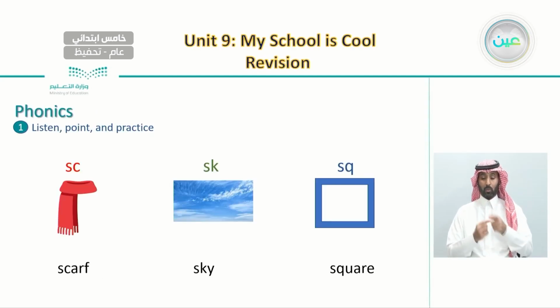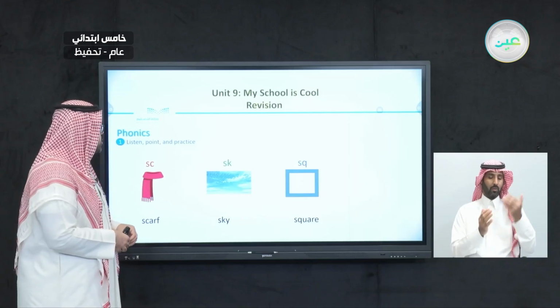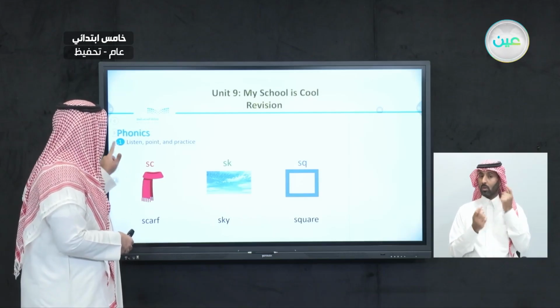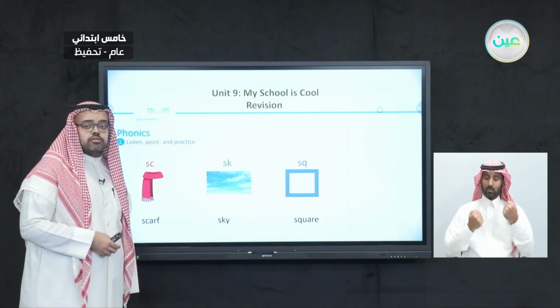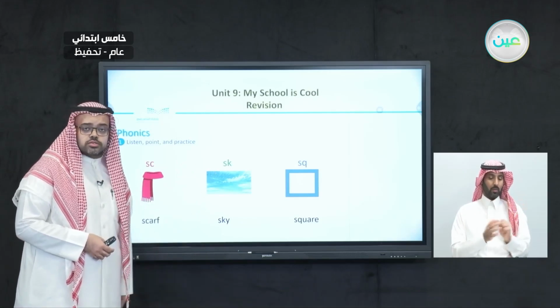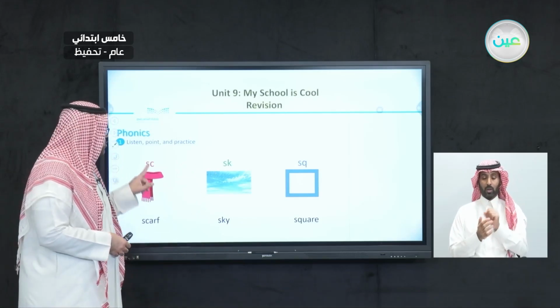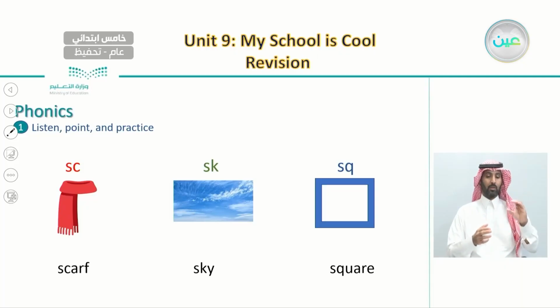So, quick revision. In our last lesson, we did many interesting exercises. As for the first one, we talked about how we need to listen, point, and practice words that start with these sets of letters. We said that we have different words that start with SC, SK, and SQ. In order to practice these sets of letters, what we need to do is memorize and know the sound of each of them by using different words.